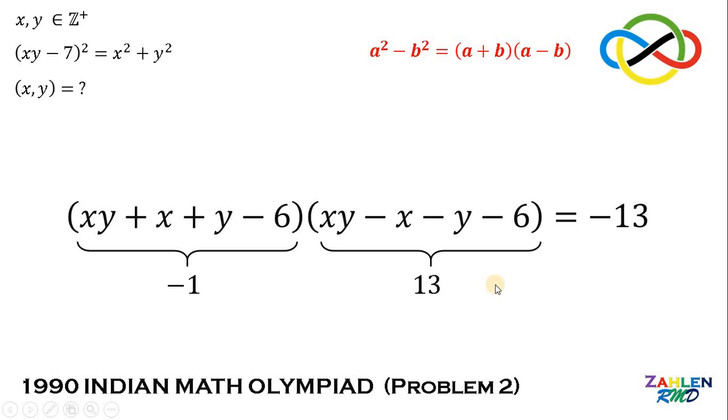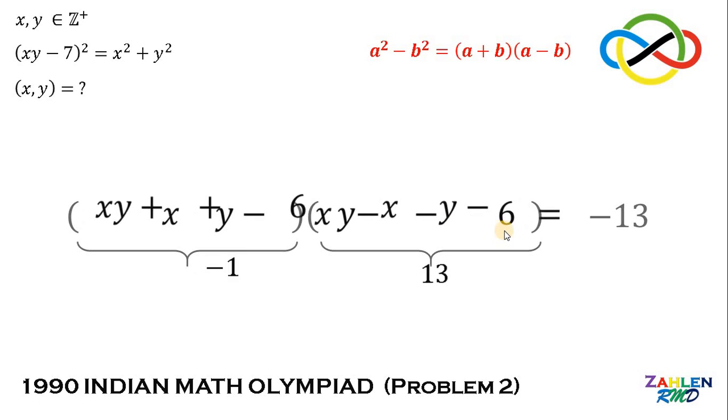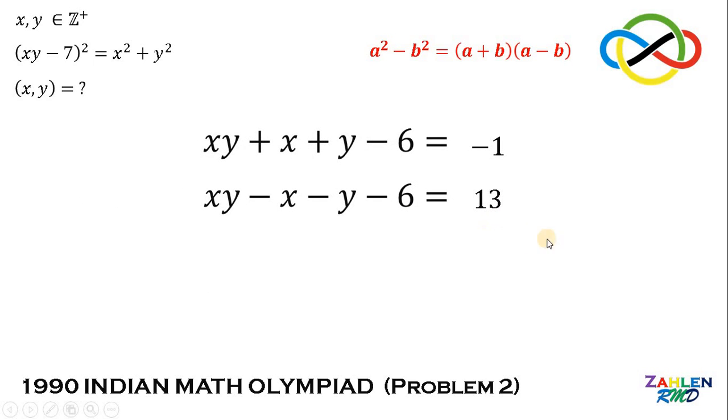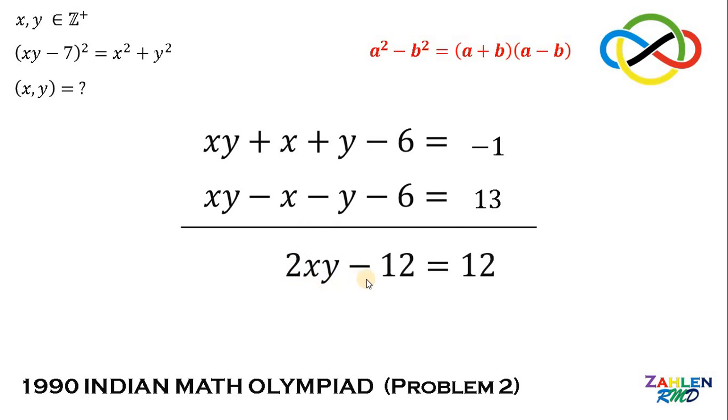Now, at this point, let's do this case first. So, xy + x + y − 6 = −1, and xy − x − y − 6 must be equal to 13. Notice that if we add these two equations, a lot of terms cancel out. The positive x and negative x cancel out, the positive y and negative y cancel out. If we add these two equations, we get 2xy − 12 = 12. Add 12 on both sides, and this will give us 2xy = 24.